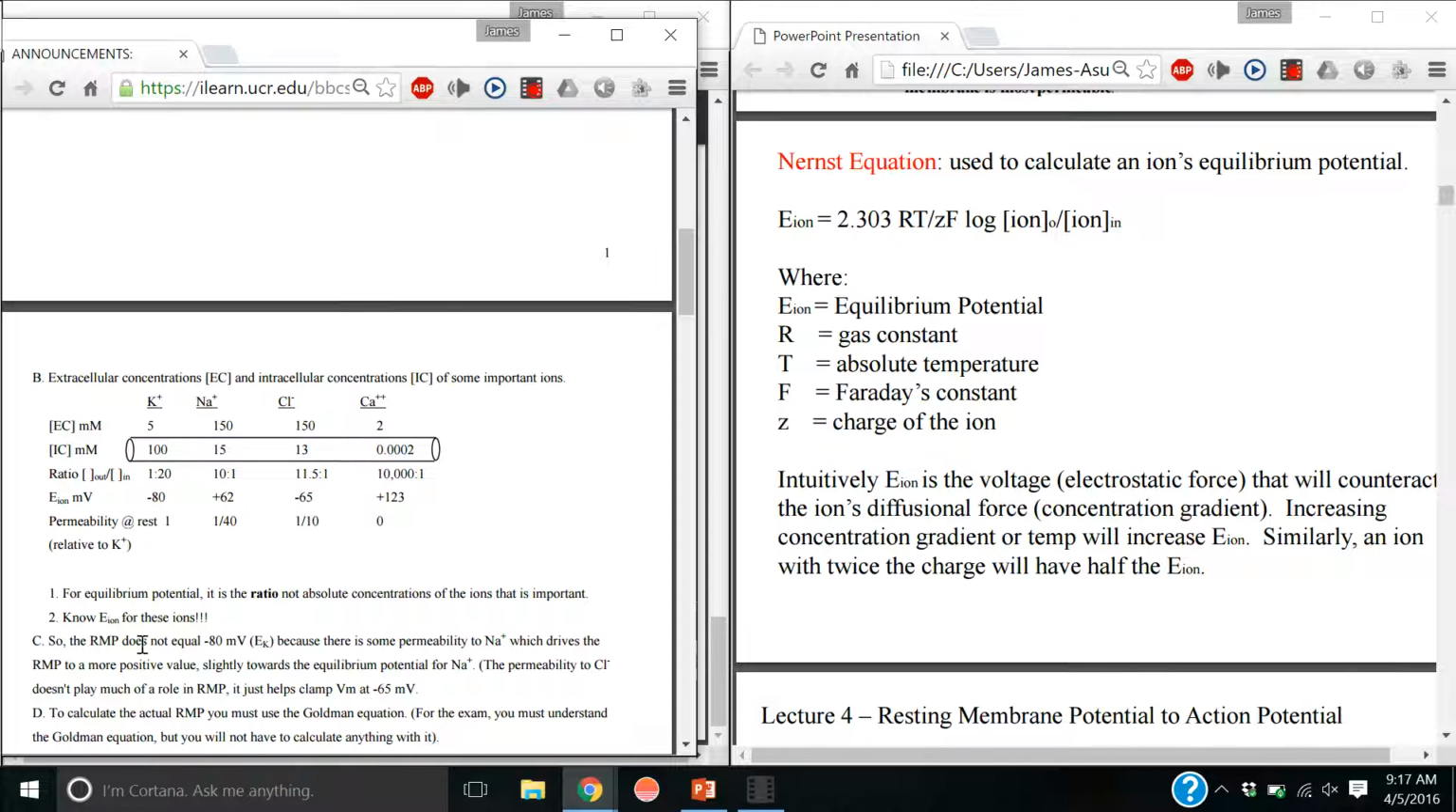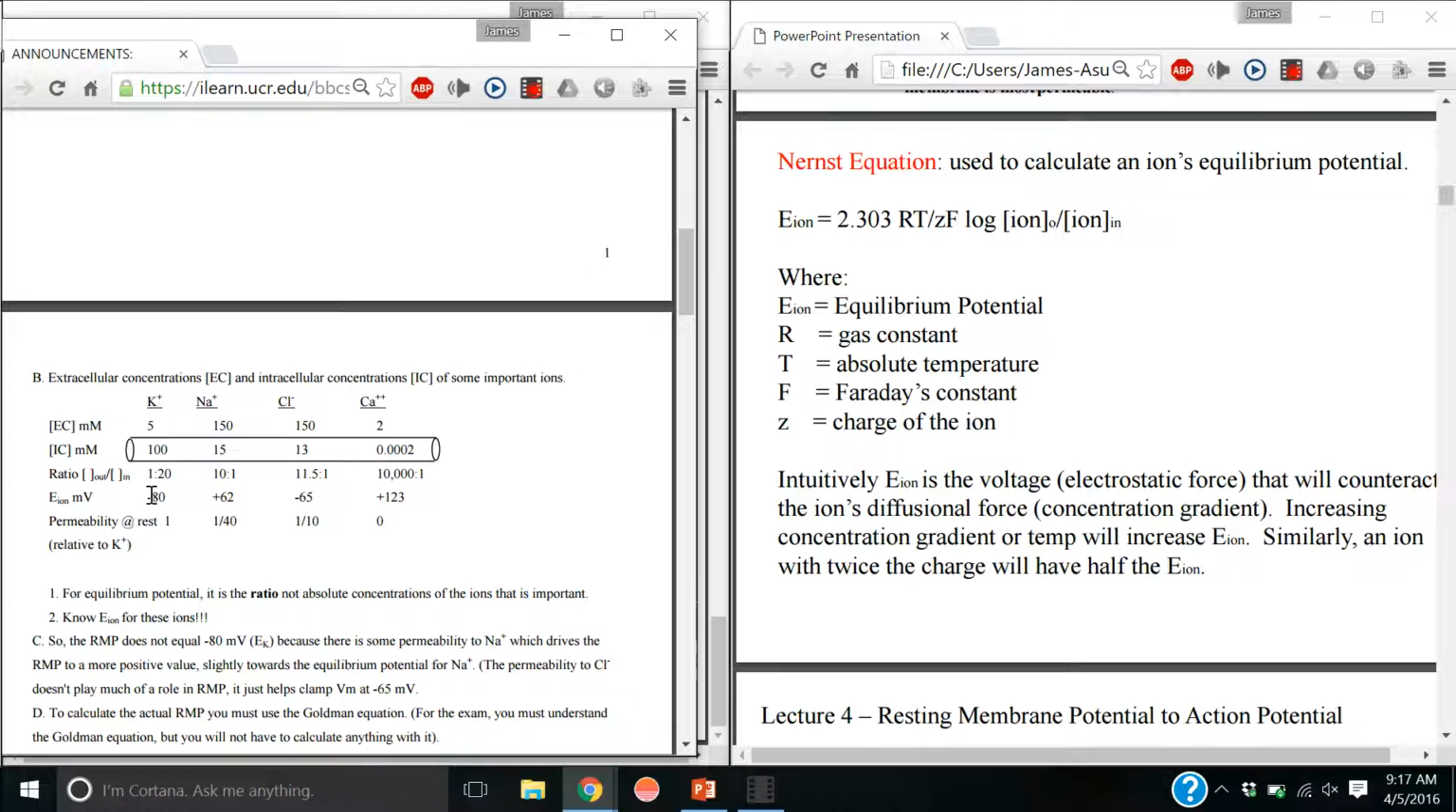Okay? For sodium, in contrast, the extracellular concentration is much higher than the intracellular concentration. 150 millimoles out versus 15 in, that's a concentration ratio of 10 to 1 out to in. And as a result of that, at these concentrations, the equilibrium potential for sodium is plus 62 millivolts. So here, for potassium, you have a negative value. For sodium, you have a positive value.